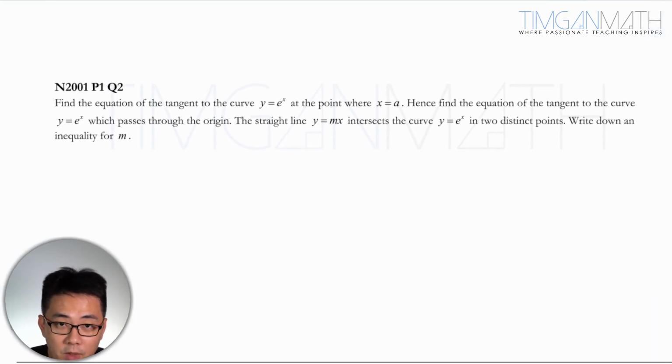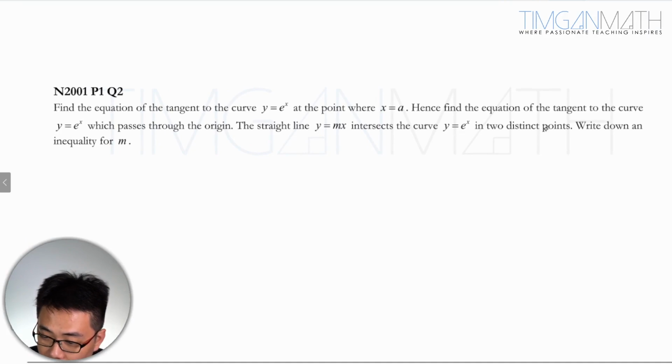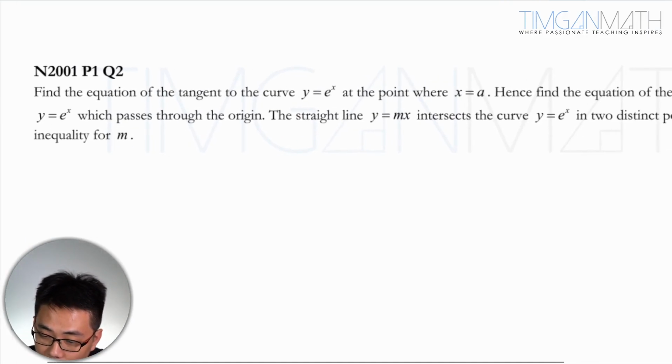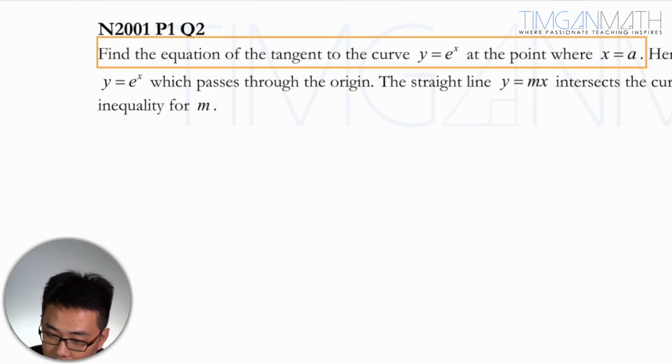The first part is: find the equation of the tangent to the curve at the point where x equals a, and hence find the equation of the tangent to the curve y equals e^x which passes through the origin. Now we just deal with the first part first. If x equals a, what is the equation of the tangent to the curve?